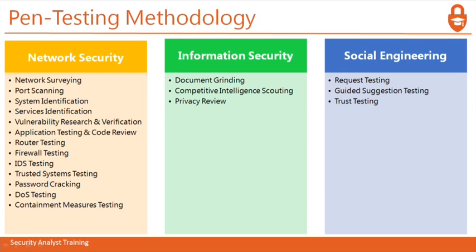Next pen testing methodology is information security, right? This is a way of penetration testing in which you can check the security of sensitive information of the organization, which includes document grinding, competitive intelligence scouting, and even privacy reviews. Next one, let's talk about social engineering and the security of the organization against social engineering attacks. Social engineering attacks may be ensured by request testing, guided suggested testing, and also, I would say, trusted testing. That could be part of this methodology for your social engineering attacks.